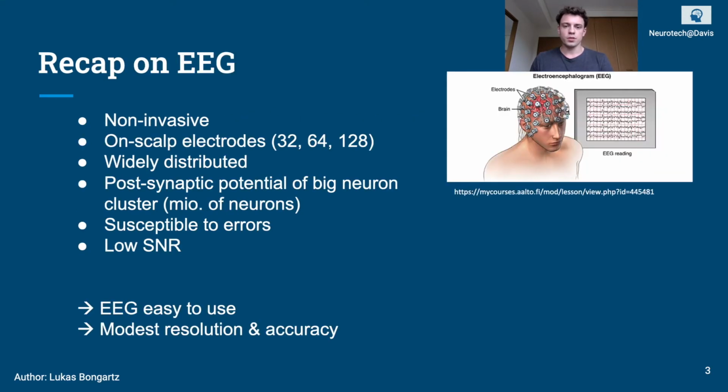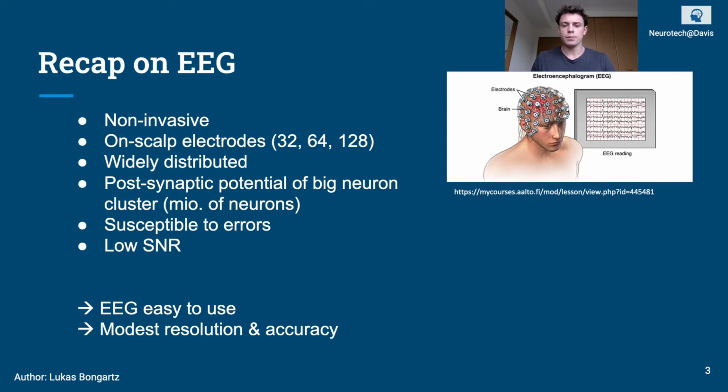To start with a recap on EEG, you will know that EEG is a non-invasive method where we have on-scalp electrodes of different numbers, and the electrodes are widely distributed over the whole head in order to cover every brain region. Thus, we measure postsynaptic potentials of neuron clusters, usually millions of neurons, but we only get low amplitudes, in the lower range of microvolt. This is also why this method is very susceptible to any errors coming from other electronic devices in the laboratory. But on the other hand, of course, EEG is extremely easy to use.